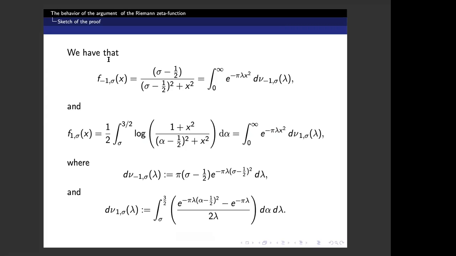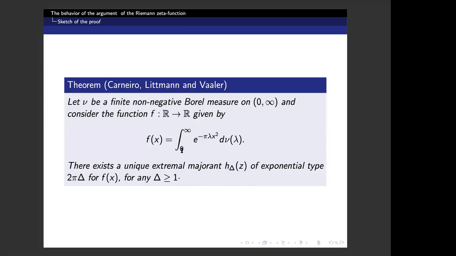Very nice, because in our case, we are looking for a majorant of the function f minus 1 sigma, which is the Poisson kernel, and this function has this form, an integral of the Gaussian with this measure, and this measure is defined in this form. For the other case, for the function s1, the function f1 sigma, which is this function, again has this form, the integral of the Gaussian with this measure. And this is the measure here. So this function satisfies the condition of the theorem of Carneiro, Littmann, and Vaaler. So we can find majorants in this case.